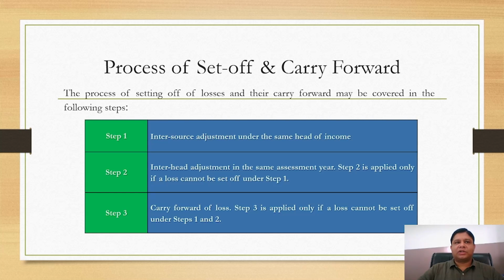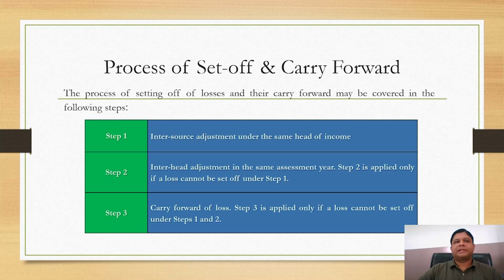Third exception, loss of a specified business covered under section 35AD can be set off only against the profits of another specified business. However, loss from a non-specified business can be set off against income from specified business. Fourth exception, loss incurred in the activity of owning and maintaining race horses can be set off against income from such activity only. Means such activity cannot set off its loss against another activity.